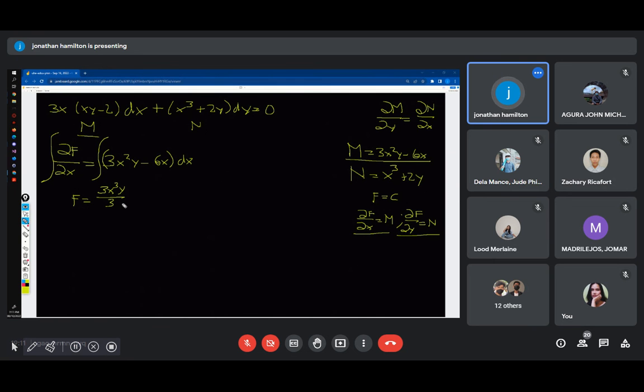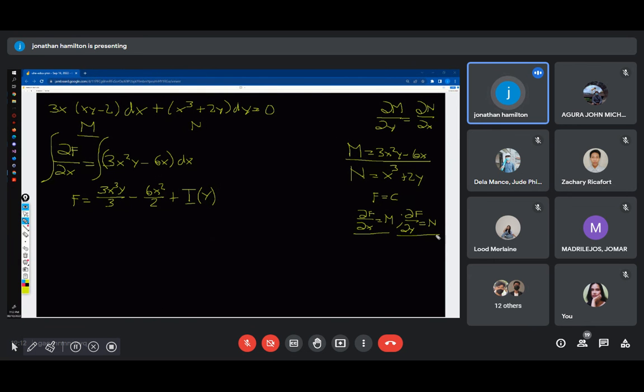3x cubed y over 3 minus 6x squared over 2 plus our arbitrary constant. So what unta na yung mabilin dire sa atong potential na arbitrary constant? We can leave a function t with respect to the opposite na variable na what nato nagamit. So example, with respect to x, so we could say this is t of y. Now we have a function t with respect to y.